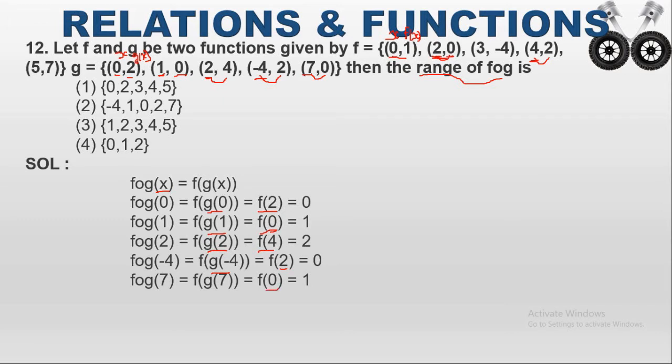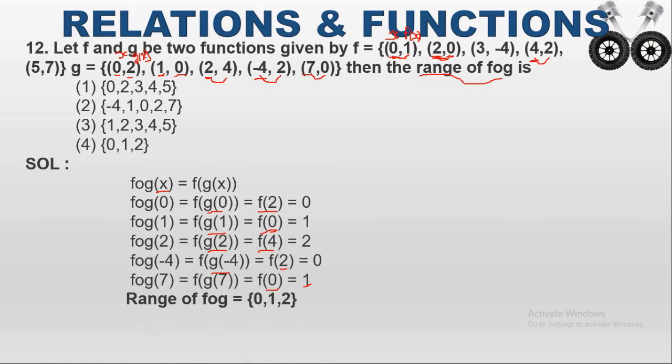That is f of 0. F of 0 equals, where the input is 0, it is in the first ordered pair in function f. So for the input 0, what is the output? That is 1. So f of 0 equals 1.